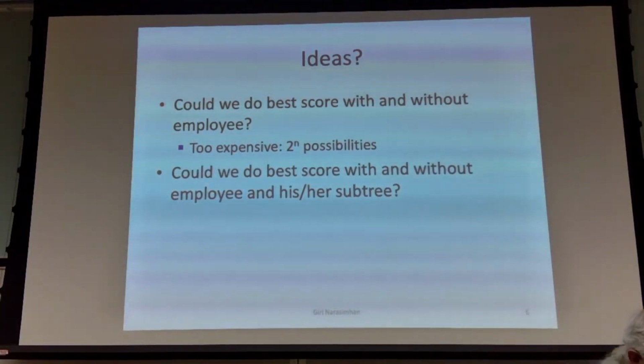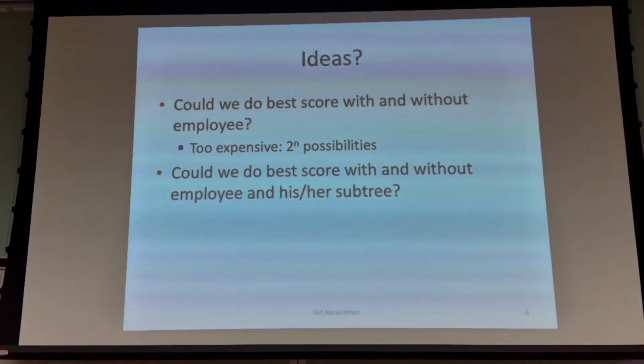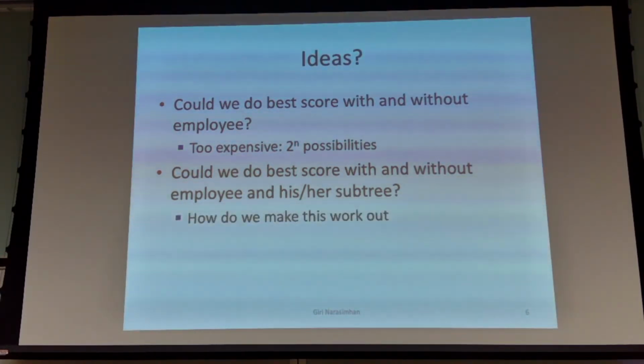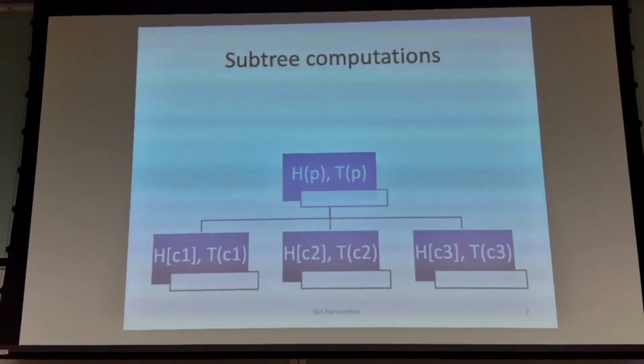To compute that subtree, what do you still need to do, that 2 to the n, so taking or not taking? Within the subtree, but subtrees can be small. How many subtrees do you have? So, all right, that's actually a good question. So we have to somehow make this work out, right? Think about this subtree computation.